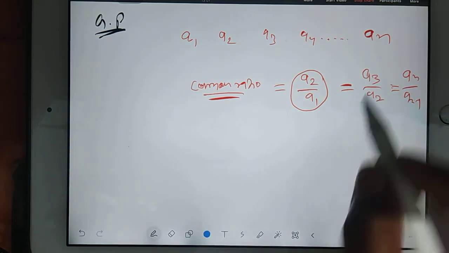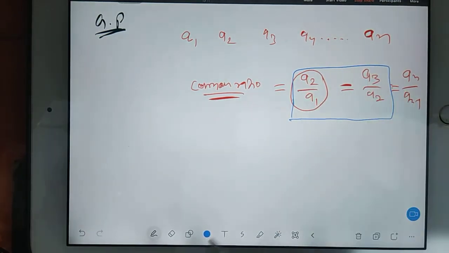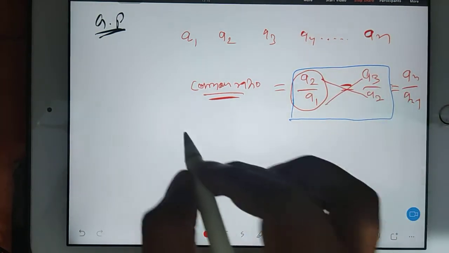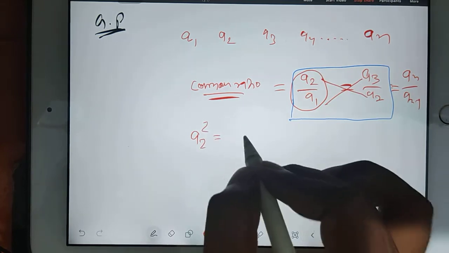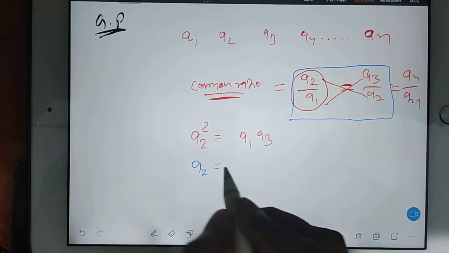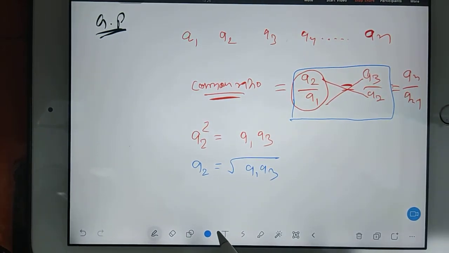Now you can take any two, like these two. When you take these, multiply across, so A2 square is equal to A1 A3. So this A2 will be the square root of A1 A3. This is how we can find the middle term between any two numbers.